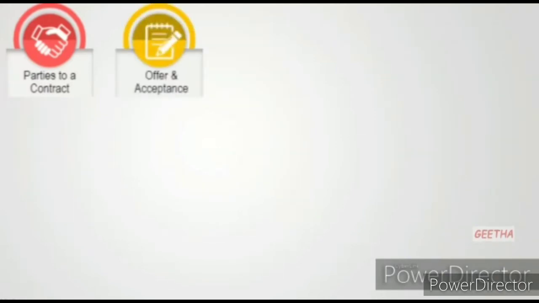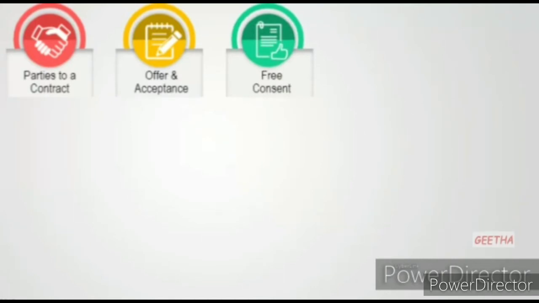Parties to a contract. Offerer is the party who offers the contract, while offeree is the party accepting the contract. Offer and acceptance. One party has to offer, and the other has to accept. Free consent. A consent is said to be free when it is not caused by coercion or undue influence, or fraud or misrepresentation, or mistake.